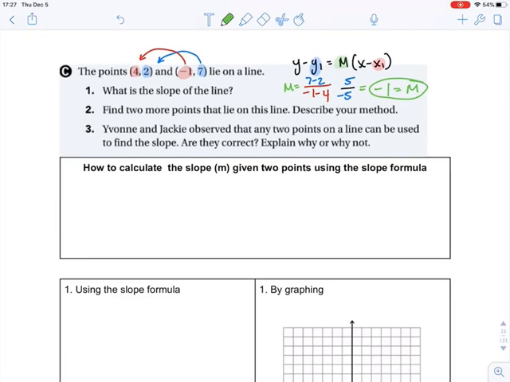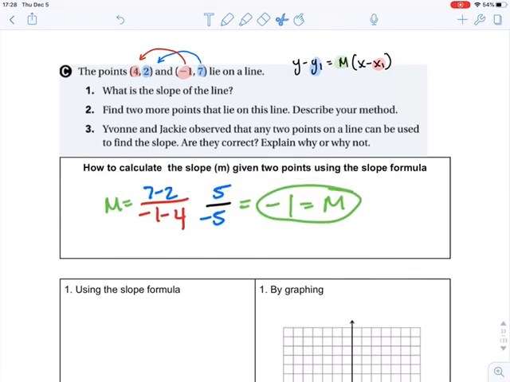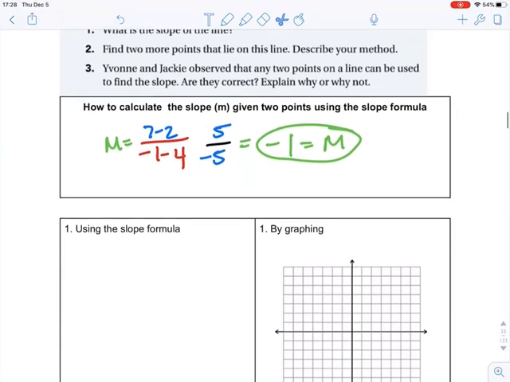Right, so how to calculate the slope given 2 points using the slope formula. We just did that, so I'm just going to cut this and move it in there. Okay, if you want to leave it there, that's fine. You don't have to rewrite it.